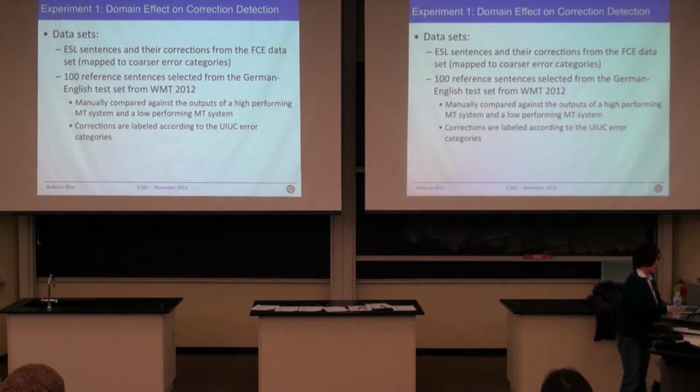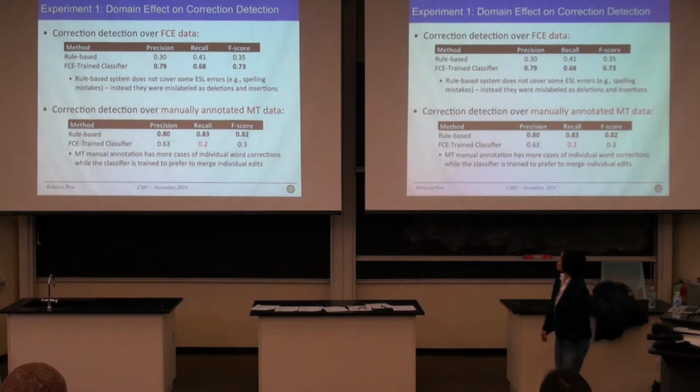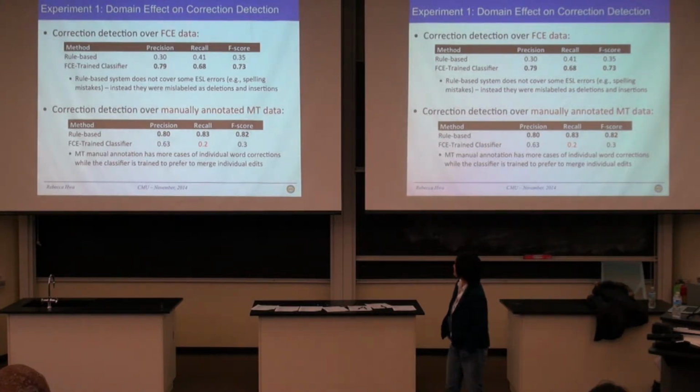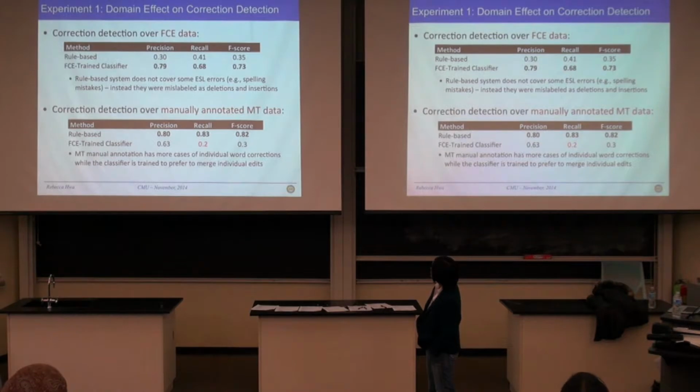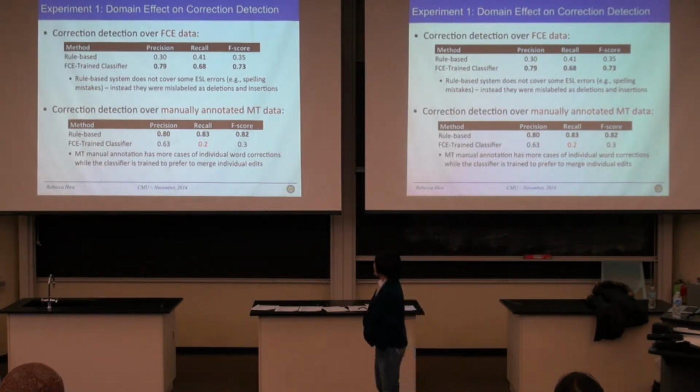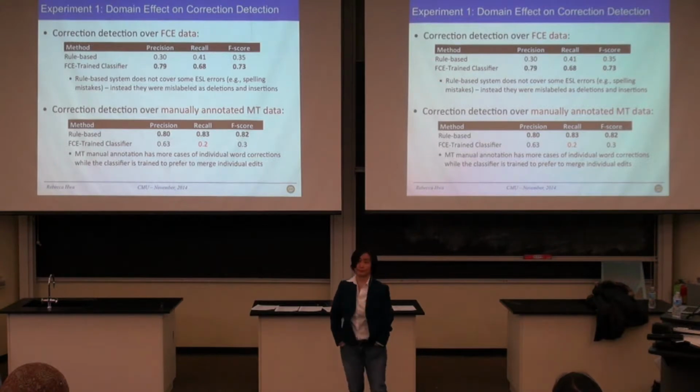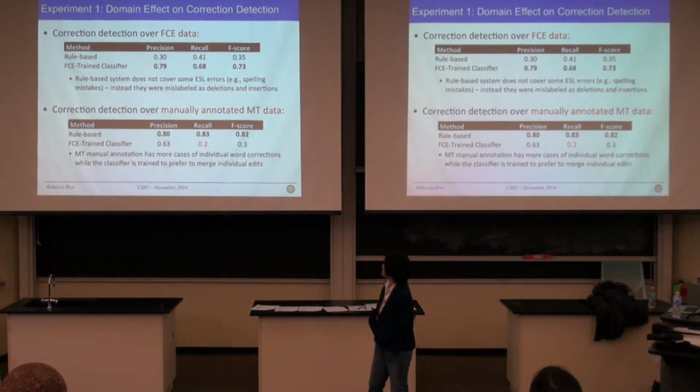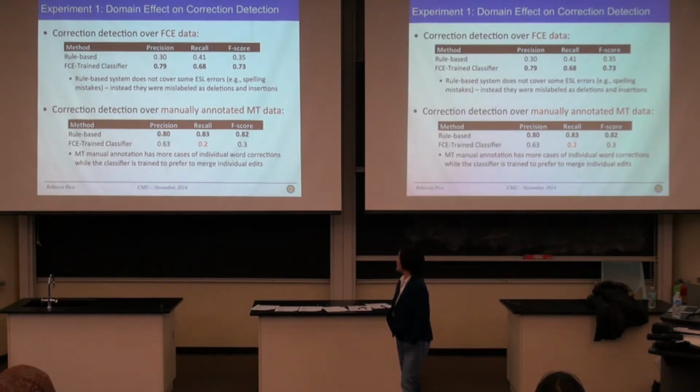So that was the data set, and then this is the outcome. We ran both systems on both data sets, and perhaps unsurprisingly, the FCE-trained classifier works better on the FCE data set, and the rule-based system that's designed after the MT data works better for the MT data set. Actually, the rule-based system does very well for the MT data, given the way that it was annotated. Probably it has more to do with that.